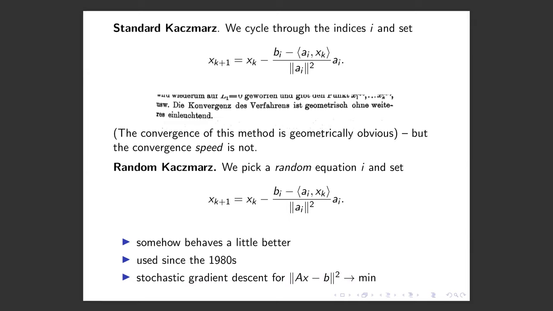And the random method, so this was pointed out much later, can actually be interpreted as stochastic gradient descent for a standard least squares problem. So it's a very cool method. It's very nice. It's funky. It's fast to get iterates. It's very easy to implement. It's fun to experiment with.